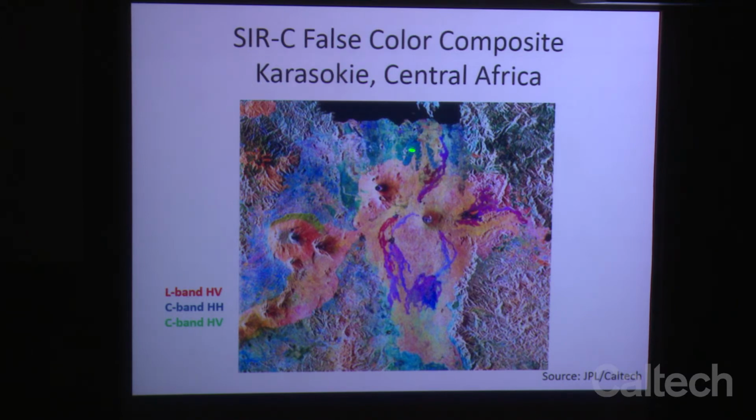You have these volcanoes. You see a lot of variation with the volcanic flow and vegetation cover. But to draw your attention to this little green stripe here, which is dominated by C-band HV, this is bamboo forest. And it really stands out here, but that's the habitat of the mountain gorillas. So it was stunning to me when I first saw this that the simple false color composite can pick out such a critical habitat area.